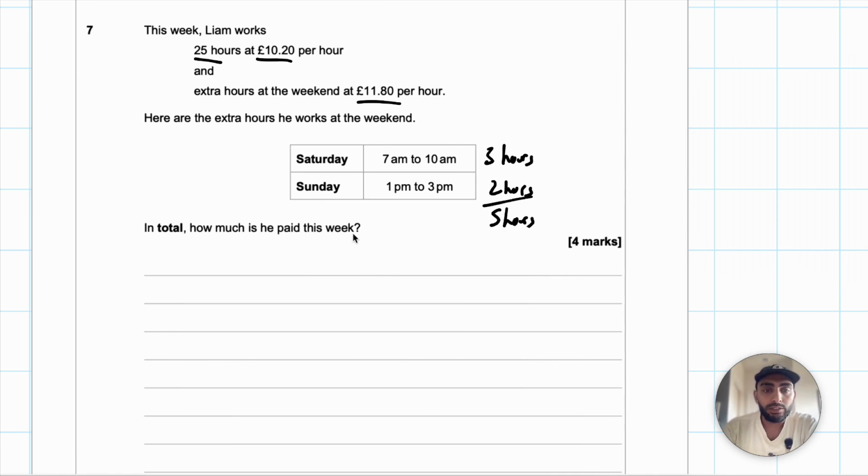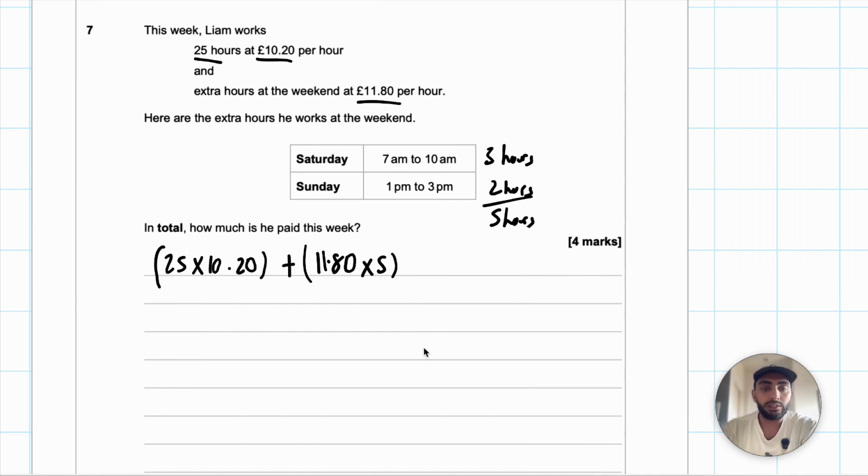In total, how much is he paid during the week? He works 25 hours at £10.20 during the weekdays. So we'll work out how much he's earning during the weekdays first. That'll be 25, the amount of hours, multiplied by the hourly rate. And then we're adding the amount that he's been paid on the weekend per hour, £11.80, multiplied by the amount of hours, which is 5.